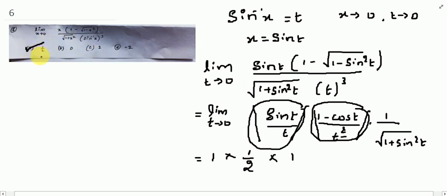So today we have considered 6 problems on a single formula. That formula is a very important formula. Okay, so thank you.